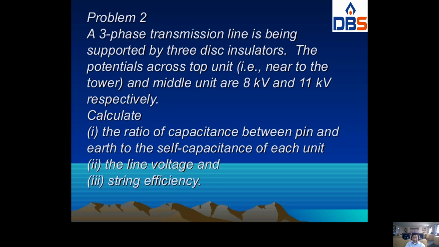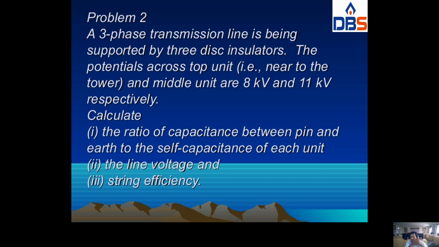Now go for the second problem. A 3-phase transmission line is being supported by 3 disc insulators. Again, they have given 3 insulators. The potential across the top unit, that is nearer to the tower or cross arm, but not the conductor, that is V1, and the middle unit are 8 kV and 11 kV respectively. They are given in the problem as V1 and V2. Here 3 discs are there, that is 3 voltages, V1, V2, V3.